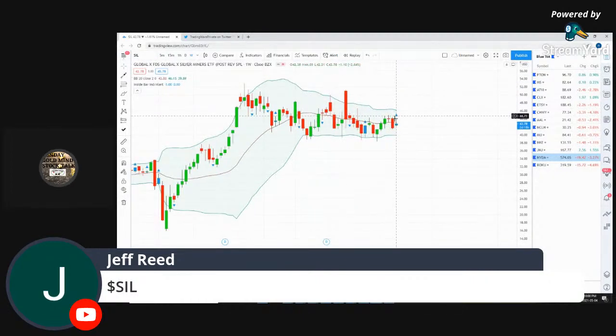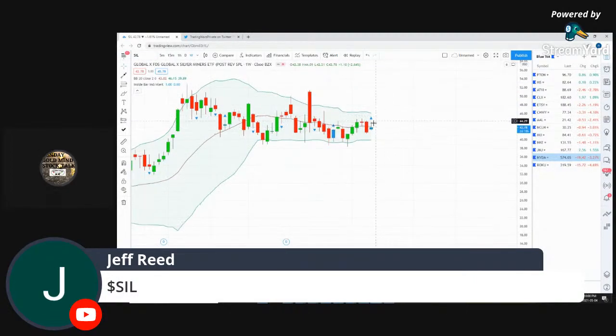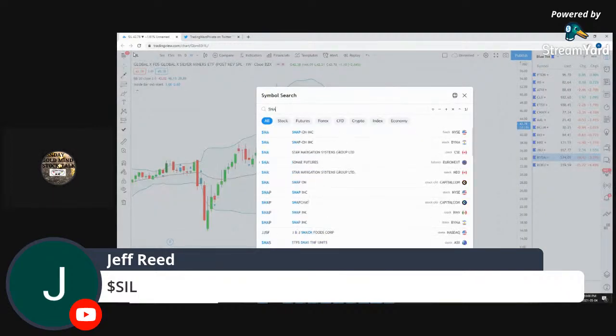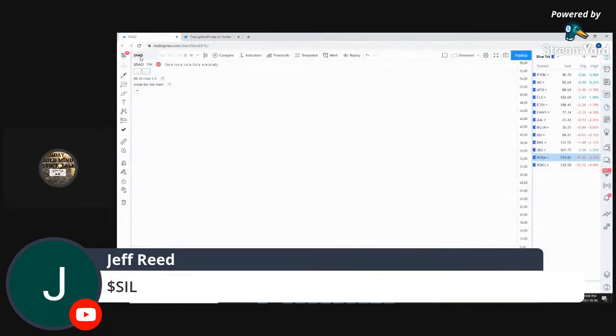So silver is working on an inside week right now. Let's see if it closes like an inside week. If it closes like this, it would be a very good setup going into next week. Otherwise, it's just pretty much chopping around and trapping people. So let's see if we can close with an inside week.